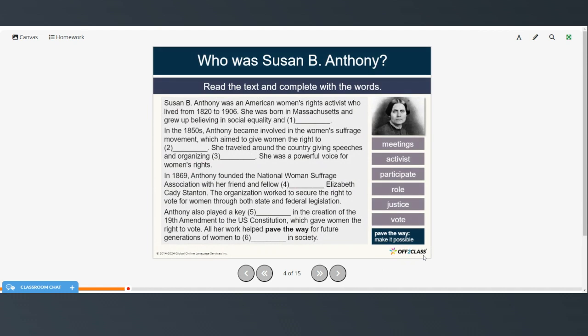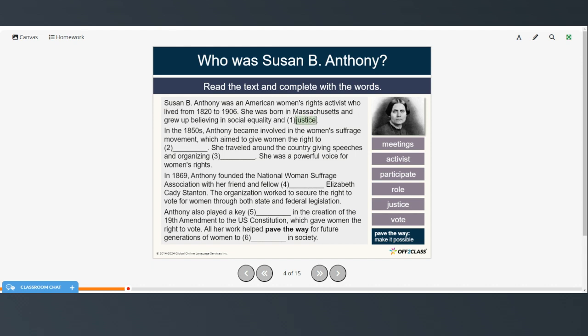All right, so we're going to read the text and complete with the words. You can either pause the video and try this on your own, or you can follow along. And first we have an expression here. Pave the way is an idiom that means to make something possible. Okay, Susan B. Anthony was an American women's rights activist who lived from 1820 to 1906. She was born in Massachusetts and grew up believing in social equality and justice.